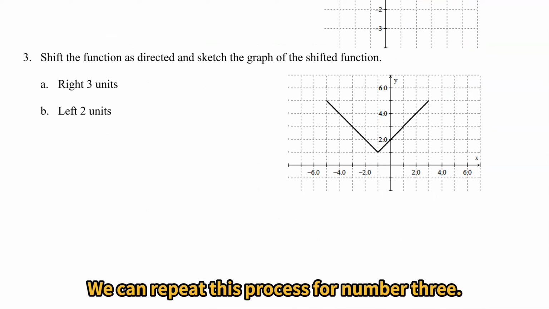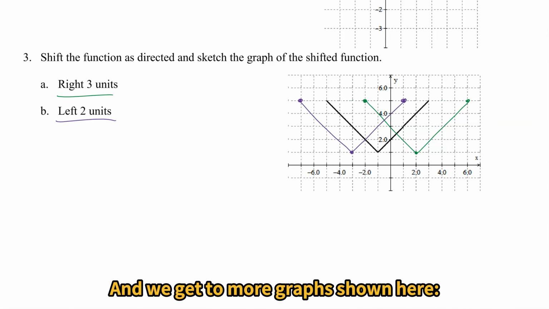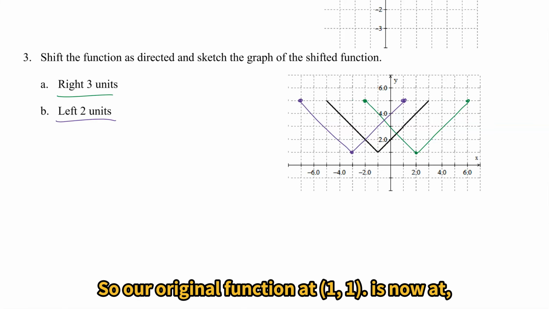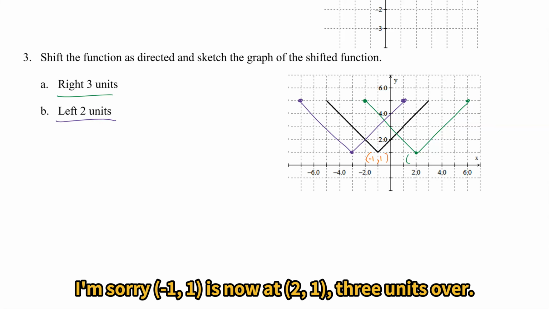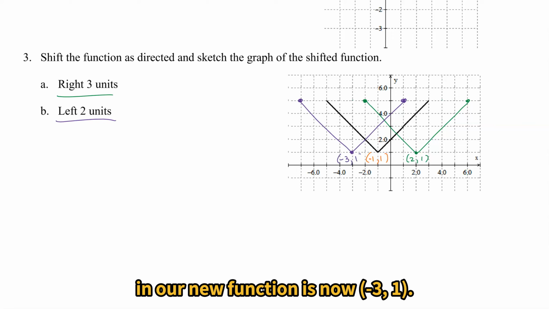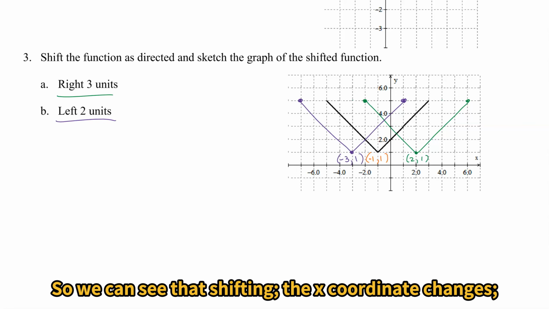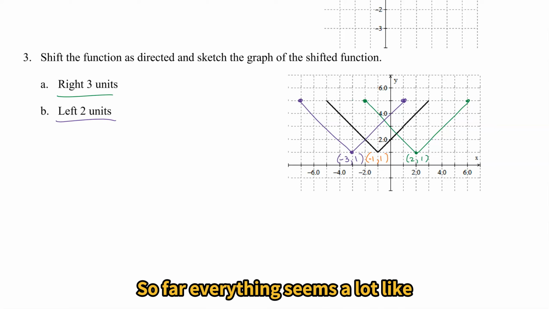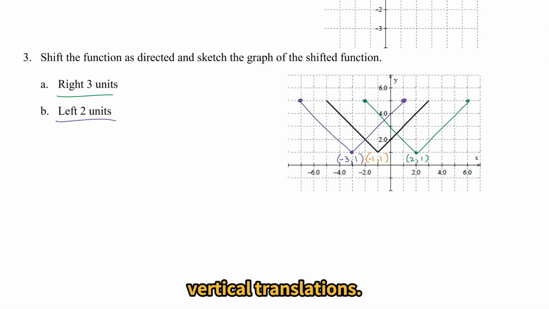We can repeat this process for number 3, and we get 2 more graphs shown here. One shifted right 3 units, so our original function at negative 1, 1 is now at 2, 1, 3 units over. And then our left shift negative 1 in our new function is now negative 3, 1. So we can see that shifting the x-coordinate changes, the y-coordinate stays the same. So far everything seems a lot like vertical translations.